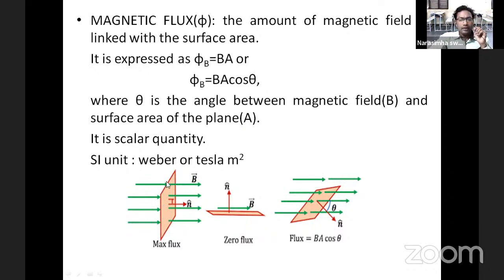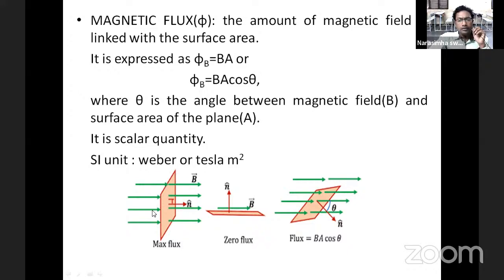Here is any material, kept in an external magnetic field. The lines of force, the green color, are indicated with B here. The surface area, indicated with N, shows the direction, the unit vector direction. So this plane is exactly perpendicular to the magnetic field.